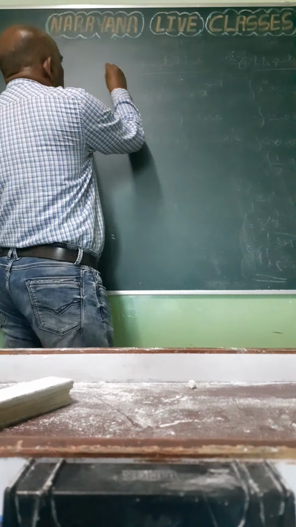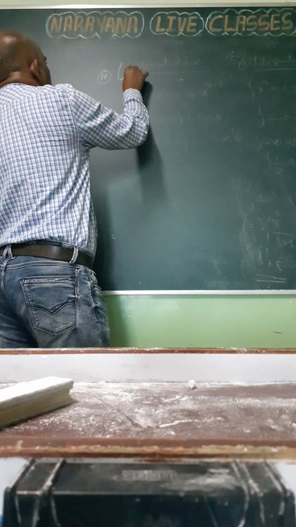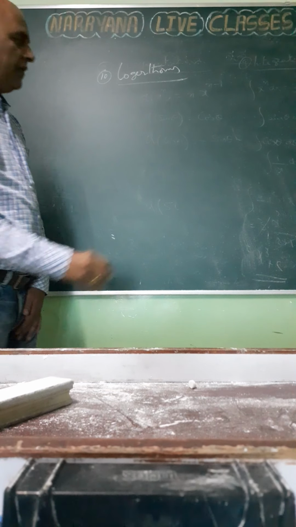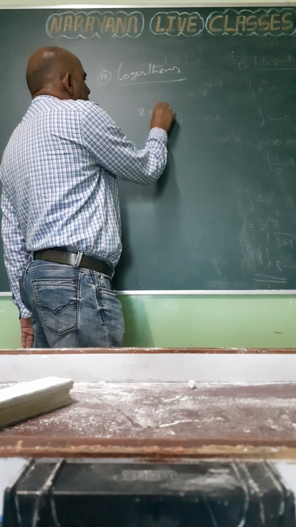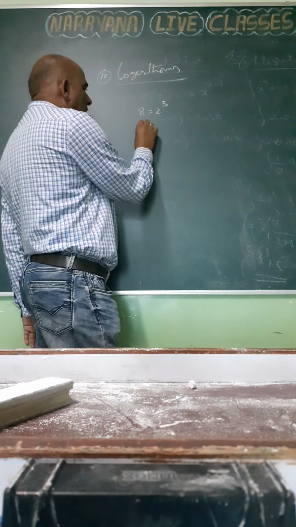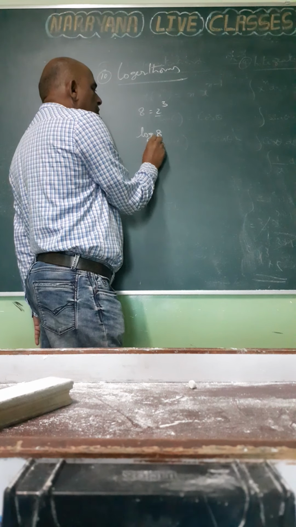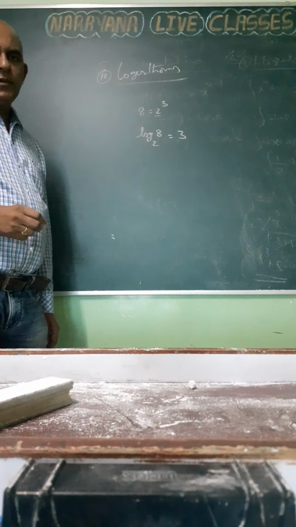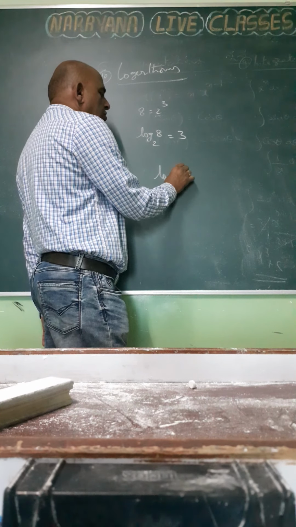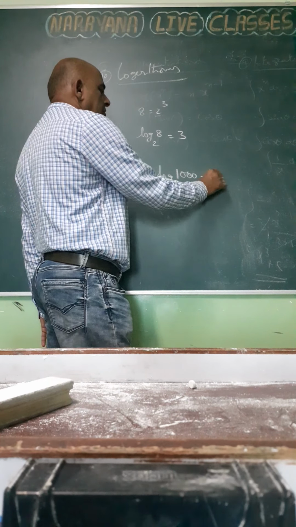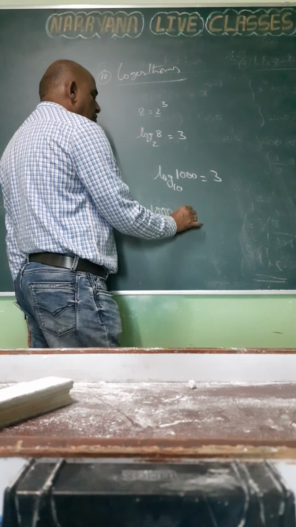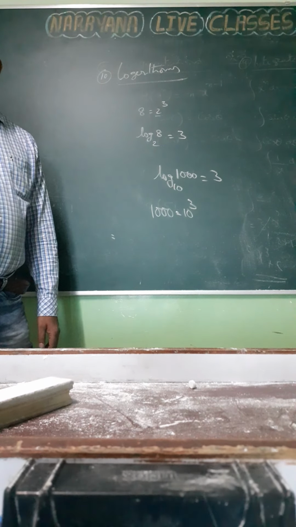And next, the 10th one, logarithms. Important concept. For example, 8 is 2 cube. Can you express this in terms of logarithms? Log 8 base 2 is equal to 3. Like that you have to write. For example, log 1000 base 10 is equal to 3. Then you can write it as 1000 is equal to 10 cube.